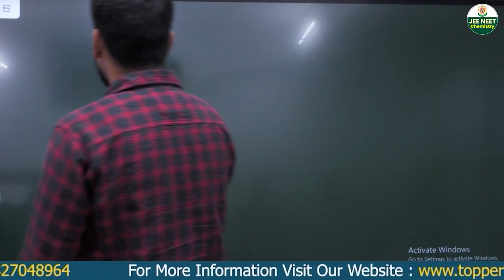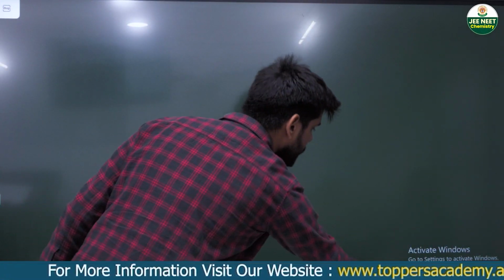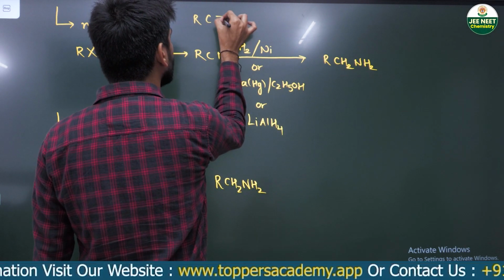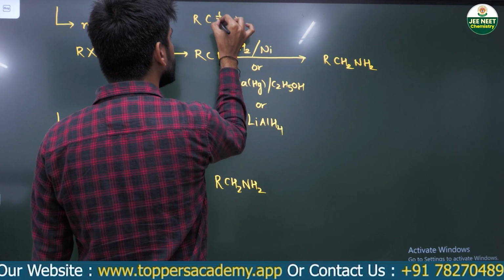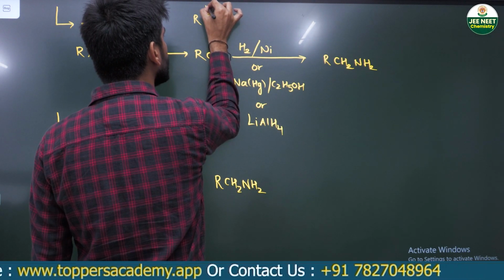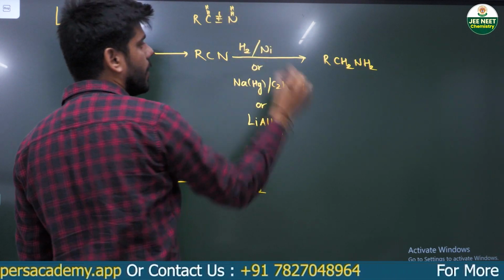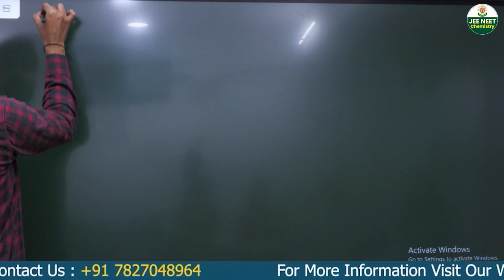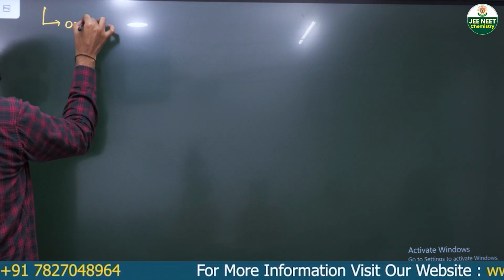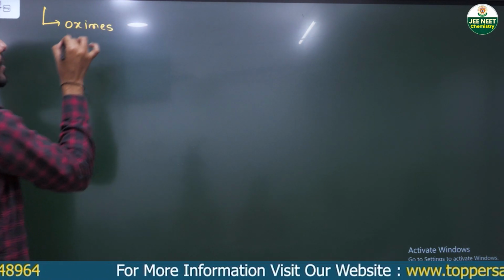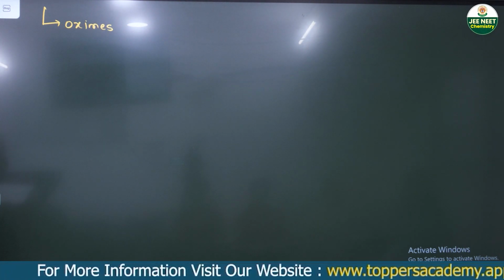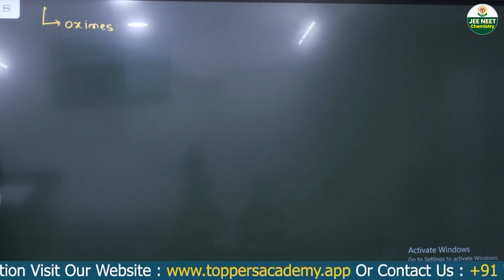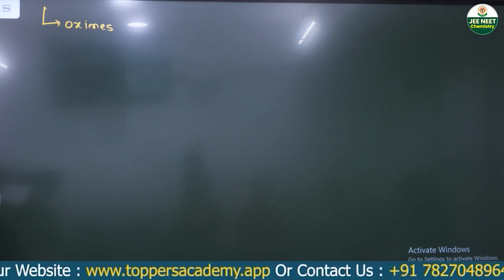So what is reduction? Addition of hydrogen. So you can easily understand it. Break this bond, give H to this, H to this, H to this, H to this, and get RCH2NH2. Next is the reduction of oximes. How do we get oximes? Oximes are formed by the reaction of ammonia derivatives with carbonyl compounds. Which ammonia derivative? Hydroxylamine.